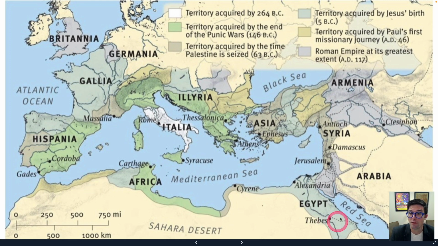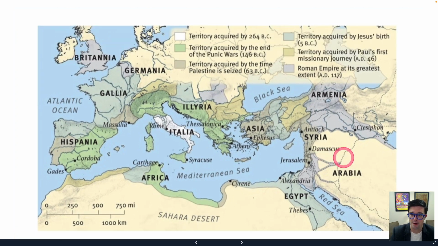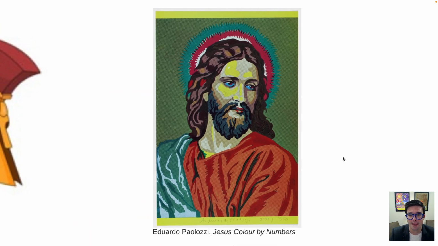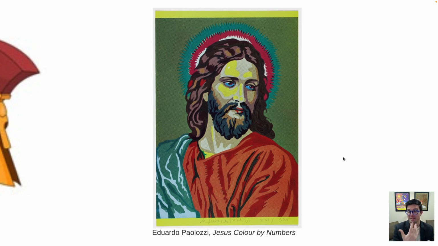During the period of the Roman Empire, you can see this extent of its influence here. And so then to move to the New Testament itself, and to get some figures out there, we have Jesus living from the period of about 0, which we get that number purportedly by the birth of Jesus. And here is Jesus depicted in one of my favorite Jesus portraits by Edoardo Palazzi, Jesus Color by Numbers, a pop art artist in the 1970s.